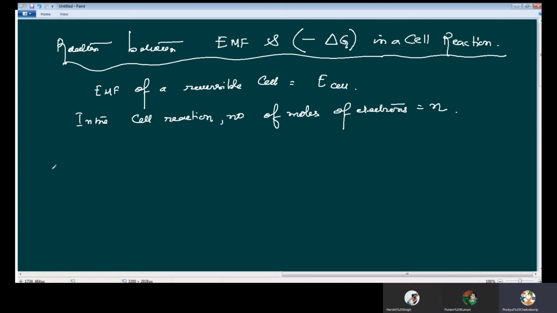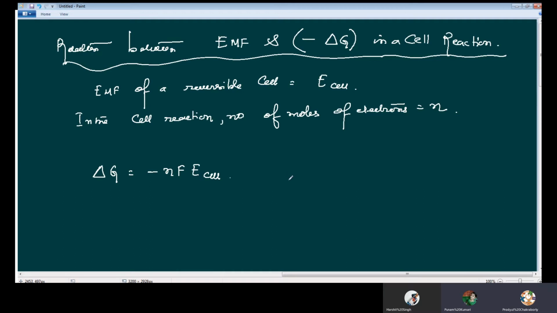So the EMF of the cell is an intensive property. You know about what is an intensive and extensive property. This can be explained from the relation that del G, the free energy change, is equal to minus nFE cell. This is the relation for the Gibbs free energy.